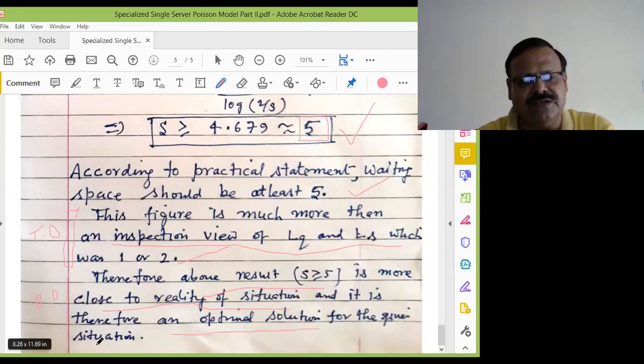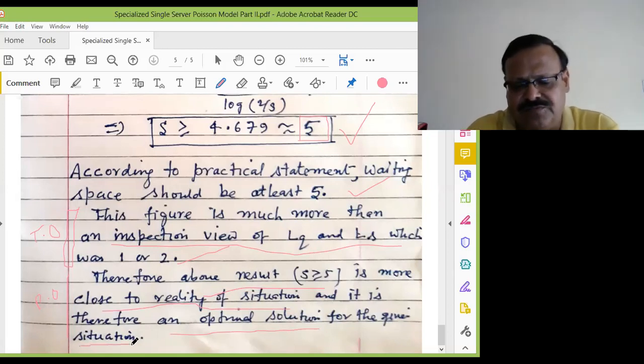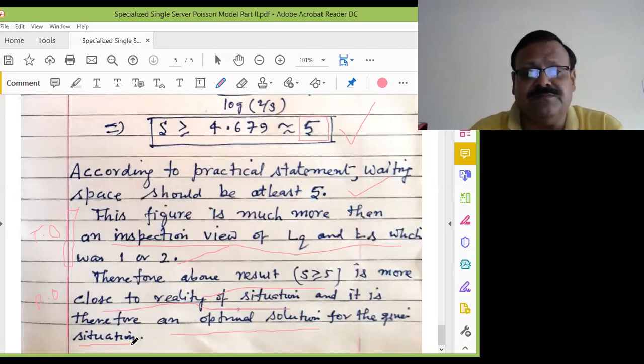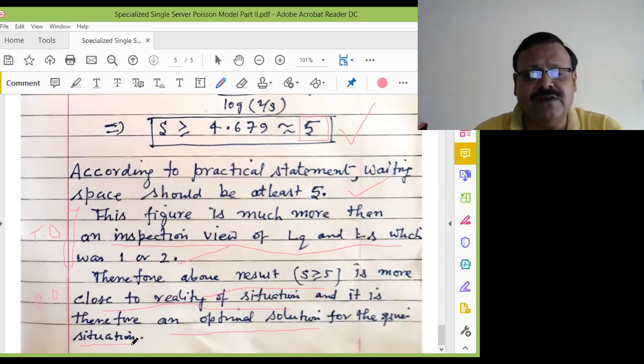So in this way, in a practical way, a problem is solved with the help of the performance measures and the concept of Pn, a main derivation of M/M/1/GD/infinity/infinity. In this way, now it is enough.